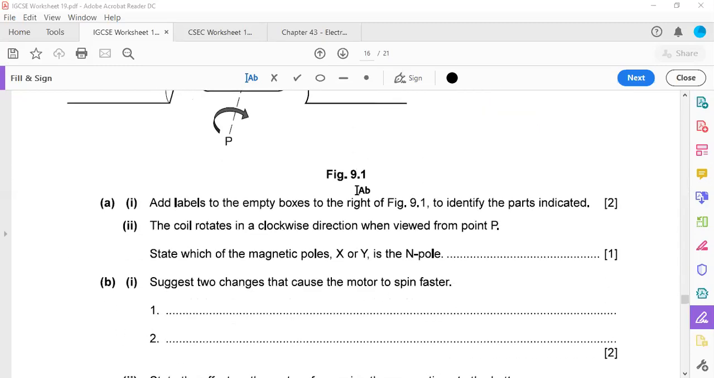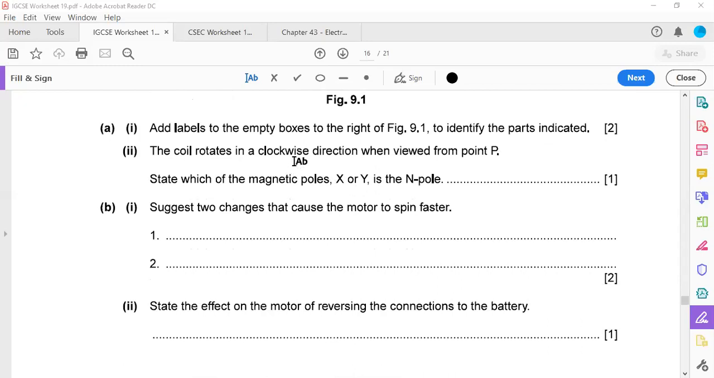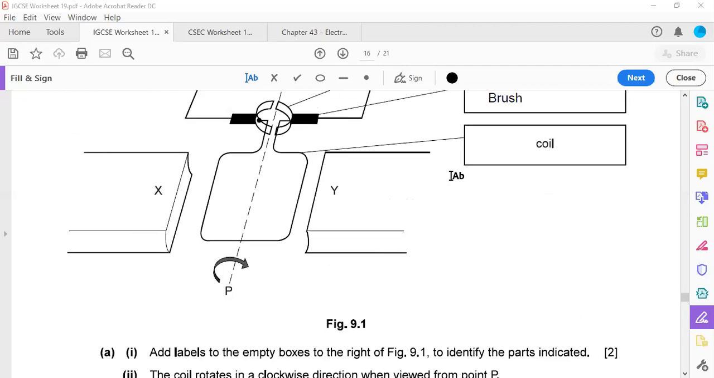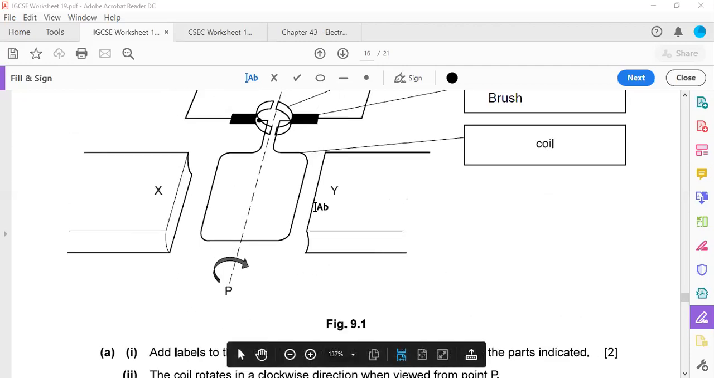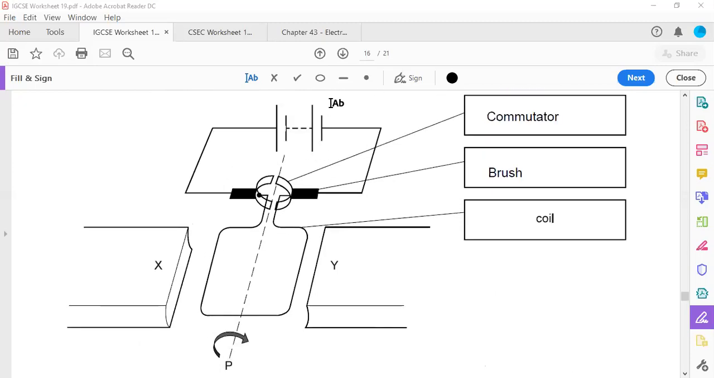Good. Next, the coil rotates in a clockwise direction when viewed from point P. So this is point P, going in a clockwise direction. That means at this point here, it goes up. Since it is a small pole, your small pole is always negative. So this is your negative, your big pole is your positive. That means current will be flowing in this direction.